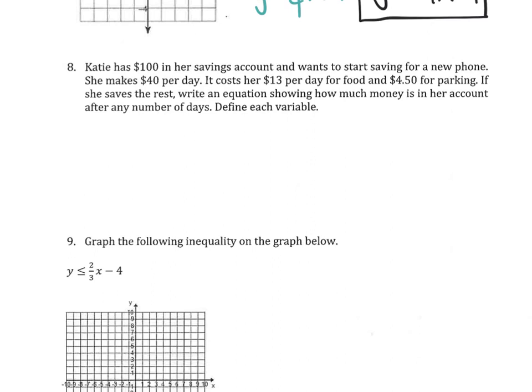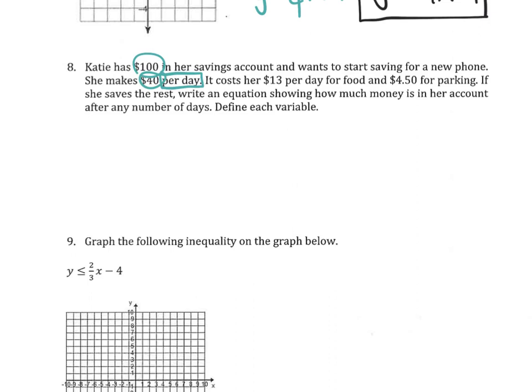Okay, Katie has $100 in her savings account and wants to start saving for a new phone. She makes $40 per day. Per is usually a keyword to tell you multiply. Cost her $13 per day for food and $4.50 per parking. If she saves the rest, write an equation showing how much money is in her account after any number of days. Define each variable.